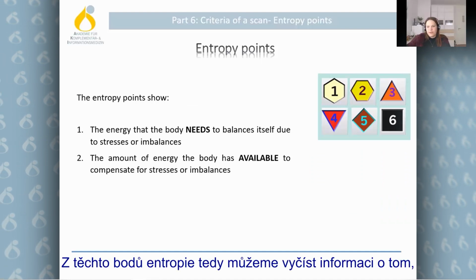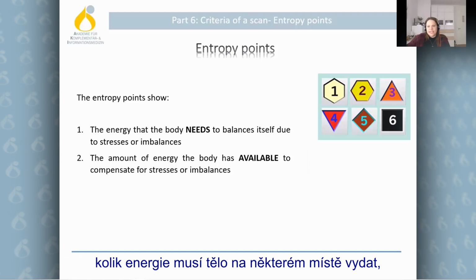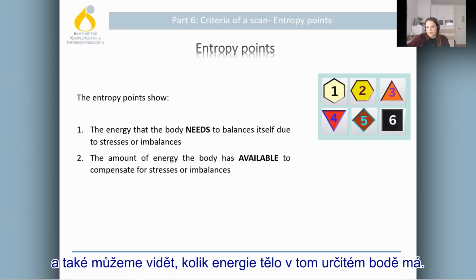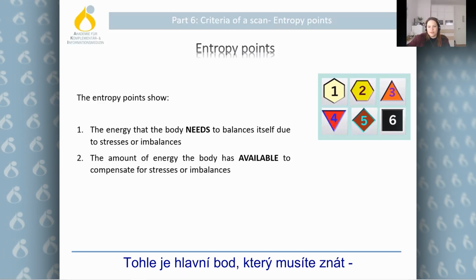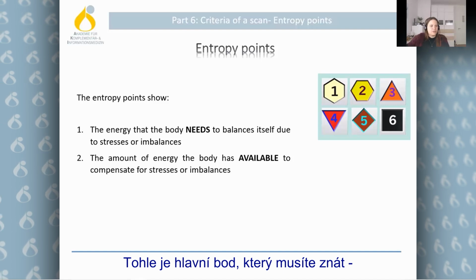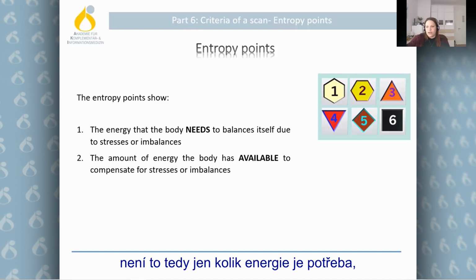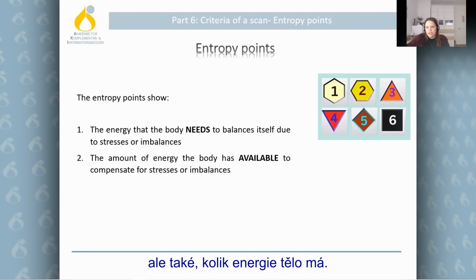Things can be read from these entropy points. We can see from the entropy points how much energy the body has to spend at a certain place. And more importantly, we can also see how much energy the body has at that particular point. So this is the major point we need to know. It's not only how much energy it needs, but also how much energy the body has.